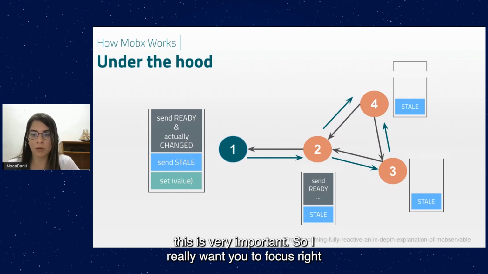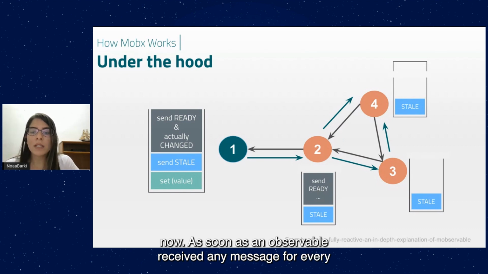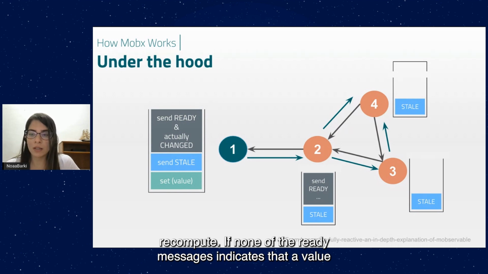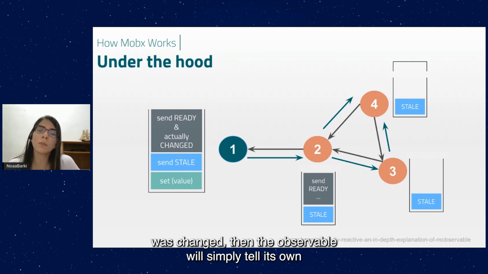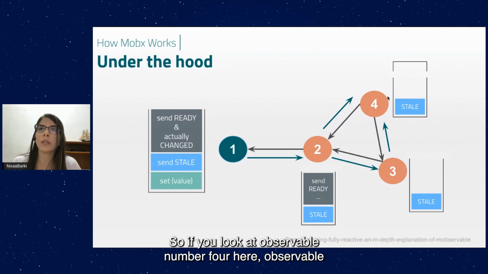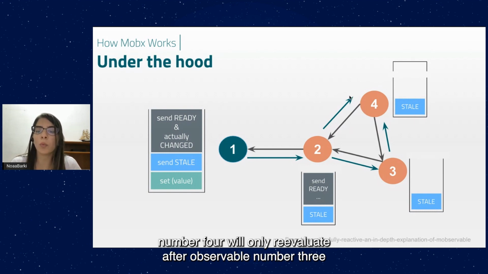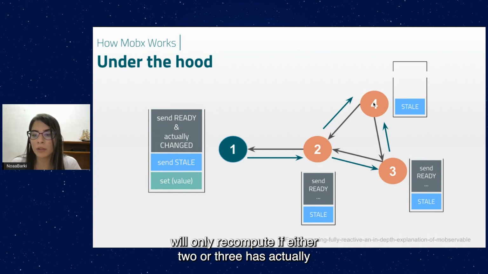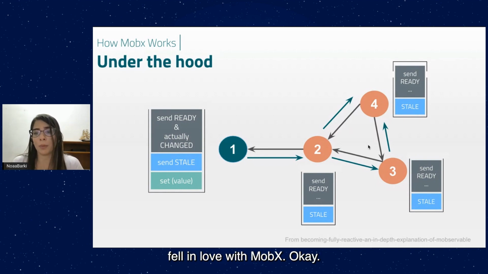Now, this is very important, so I really want your focus right now. As soon as an observable receives a ready message for every stale notification it received before, it can start to recompute. If none of the ready messages indicates that a value was changed, then the observable will simply tell its own observers that it's ready again, but without changing its value. So if you look at observable number 4 here, observable number 4 will only reevaluate after observable number 3 becomes stable. And even more, observable number 4 will only recompute if either 2 or 3 had actually changed. I don't know about you, but when I learned this, I fell in love with MobX.